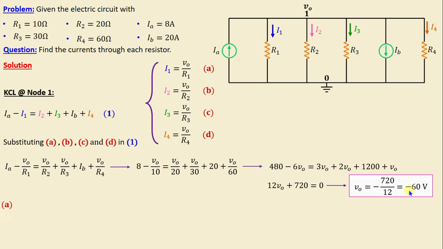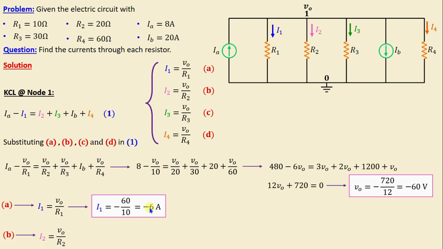Now from equation A, we have I1 is equal to VO over R1. If we replace VO and R1 with their numerical values, we obtain I1 is equal to negative 60 over 10, which is negative 6 amps. And from equation B, we have I2 is equal to VO over R2. If we replace VO and R2 with their numerical values, we obtain I2 is equal to negative 60 over 20. We get negative 3 amps.